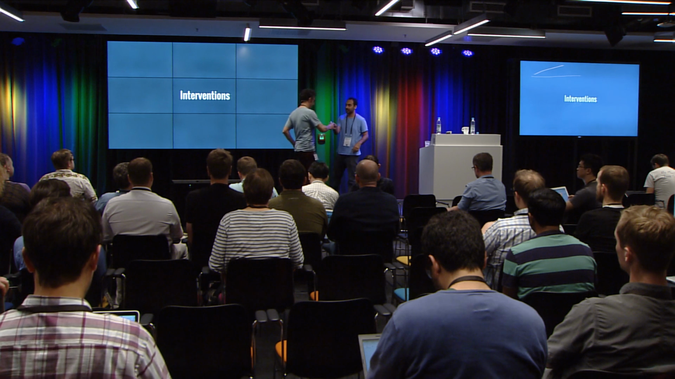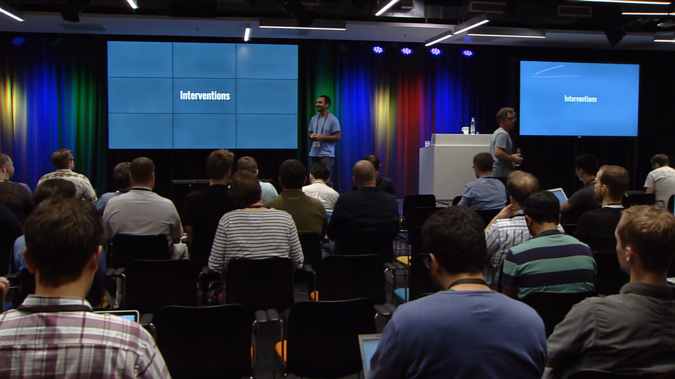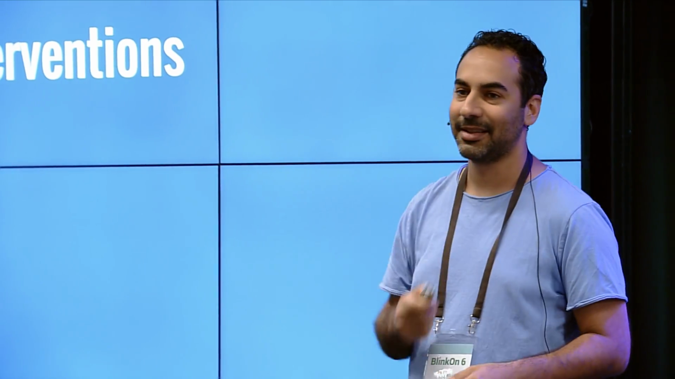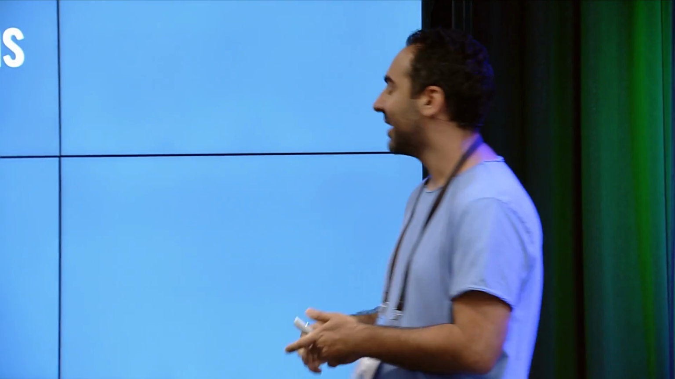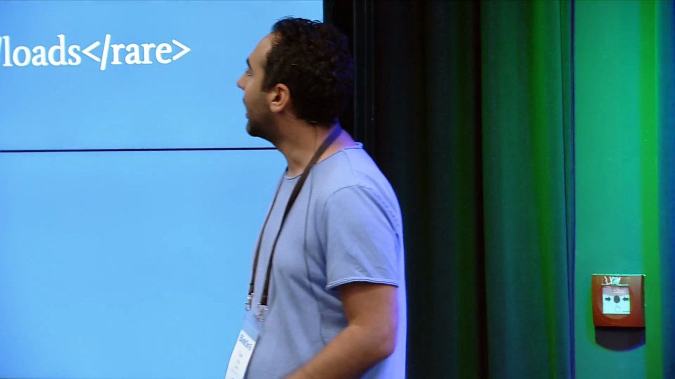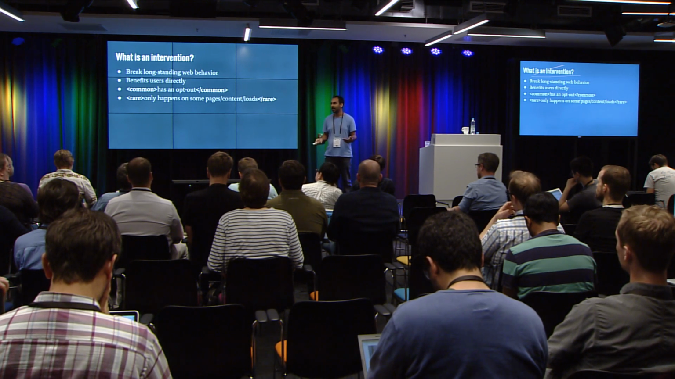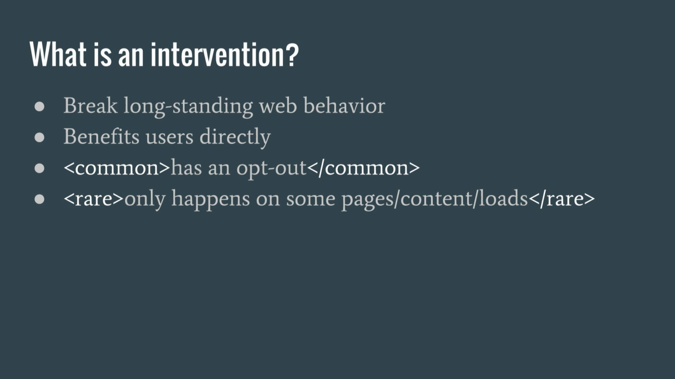All right, so I'm now going to talk about the crazy bits, or as Dimitri apparently called it earlier, OMG emoji. Feel free to pay more attention to the emoji than what I'm saying. So what are interventions? Interventions basically consist of two required attributes. Stefan mentioned them earlier. One is you're breaking some long-standing web behavior. The other one is that it benefits the user directly.